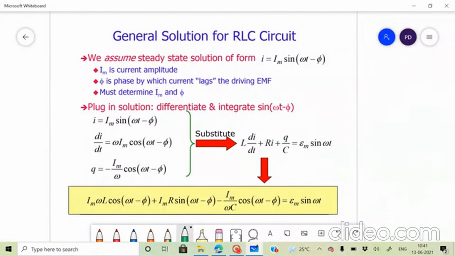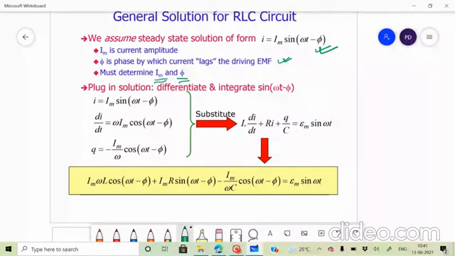Now what I am going to do is find a general solution for the RLC circuit. So we assume that the steady state solution for current is something like this. Okay. So I_m is the current amplitude or the maximum current. Phi is the phase angle by which the current lags or leads the driving EMF. So we must determine I_m and phi. So that's the objective of these two slides.